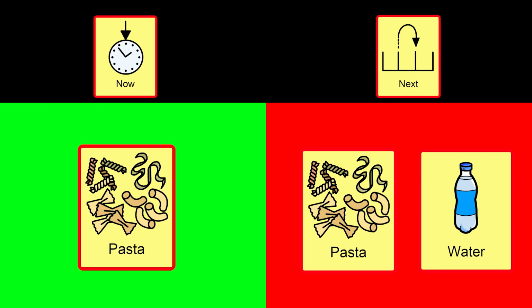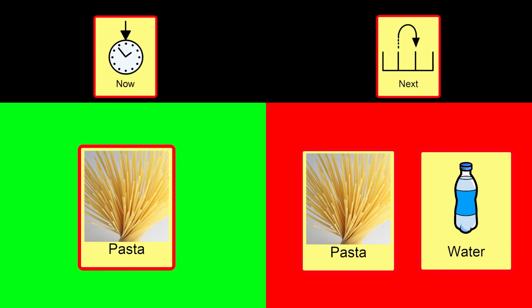To build support for anticipation, transition, choice and change, we can use a now and next board with pictures or symbols to support the direction we have in mind. Here, pasta to pasta and water.